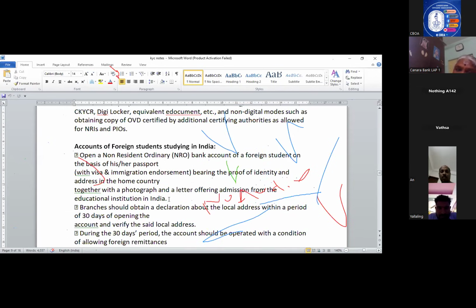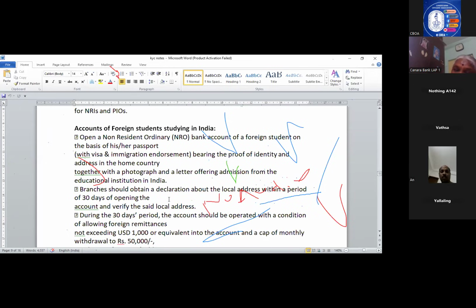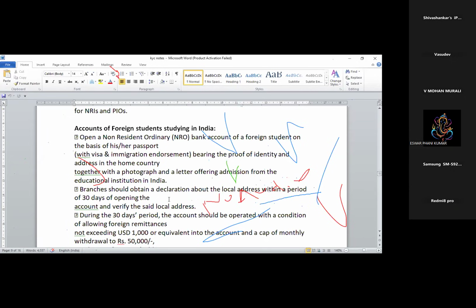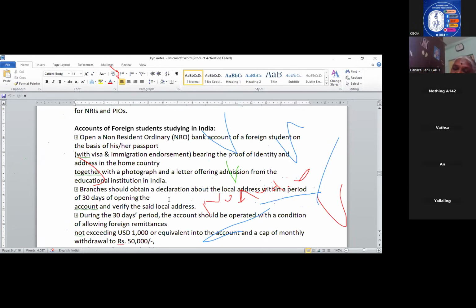Then accounts of foreign students studying in India. As our children go to other countries for their higher studies, some people from foreign countries also may come to India for their research purpose or for study purpose.